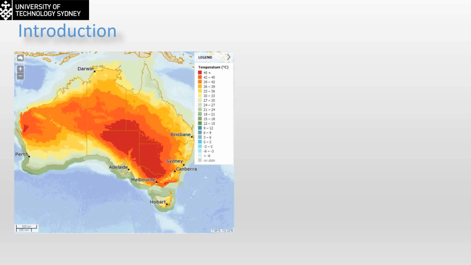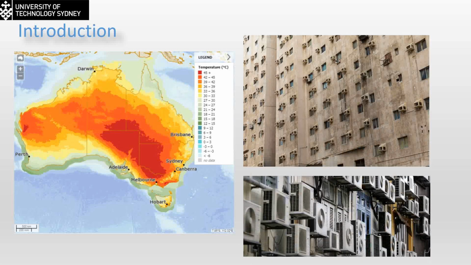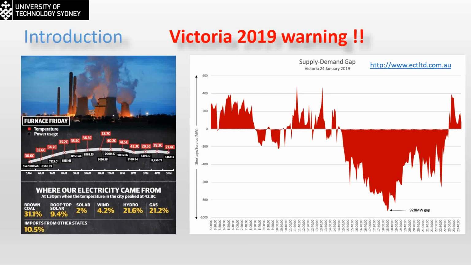Now, the temperature is still increasing, and that's what will be the result: hundreds of thousands of air conditioning systems to be used. What will happen? January 2019, we got something called the Victoria warning. The demand was much more than the supply. A 929 megawatt gap.